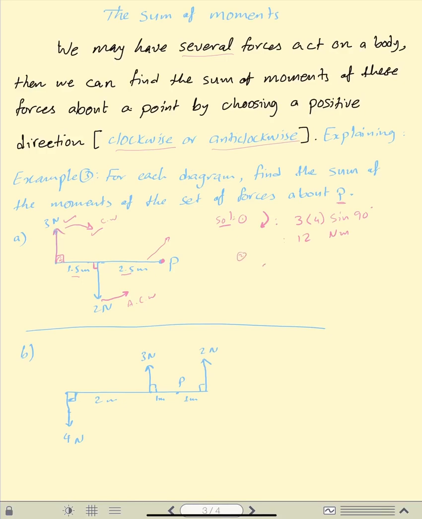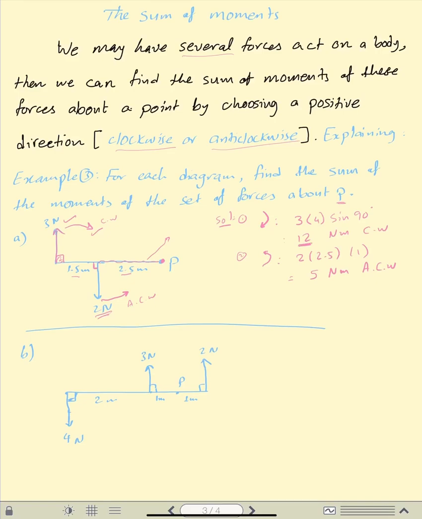Second step, you do anti-clockwise. We have one force acting here about P anti-clockwise, which is 2 Newtons. And the distance between it and P is 2.5 meters. Sine 90, which is 1, which gives 5 Newton meters anti-clockwise, and here clockwise. Which is more, dear students?